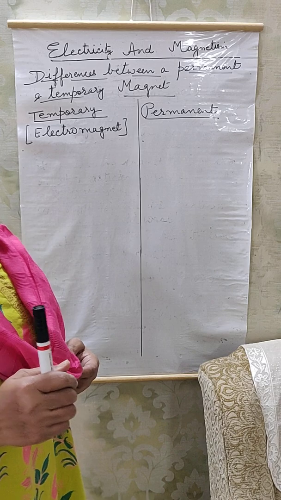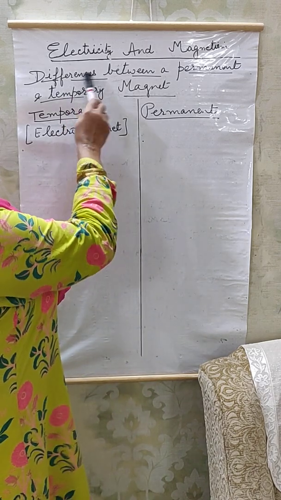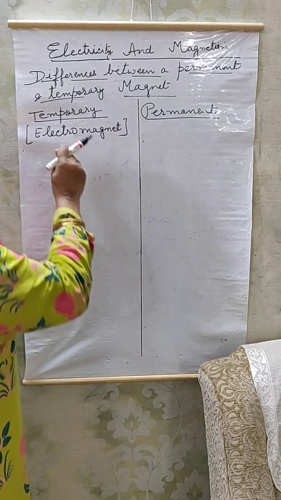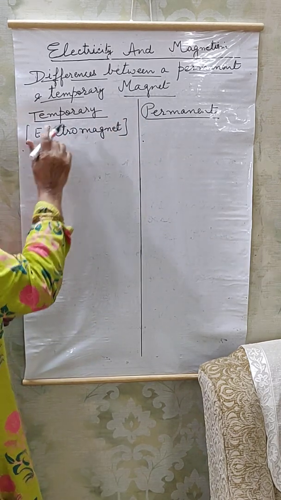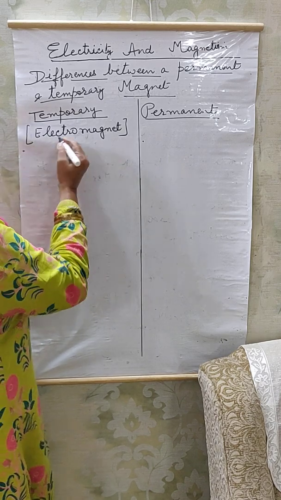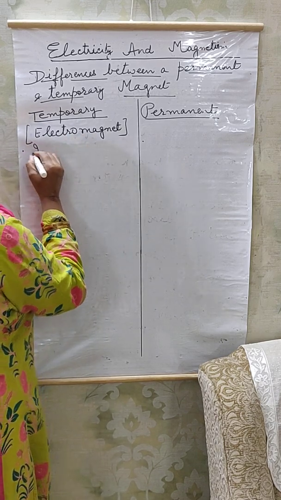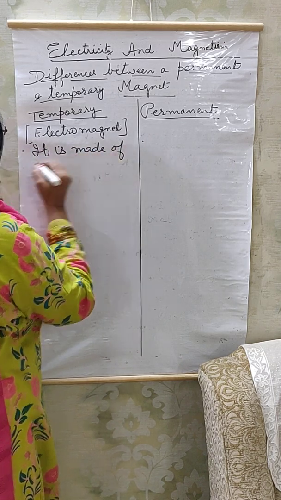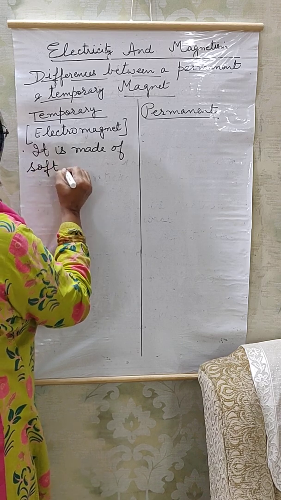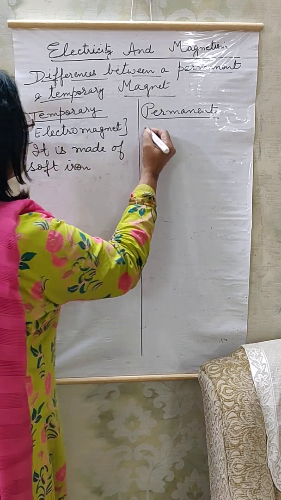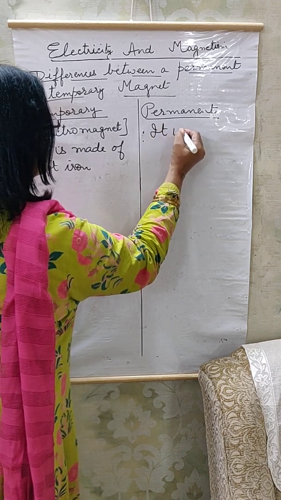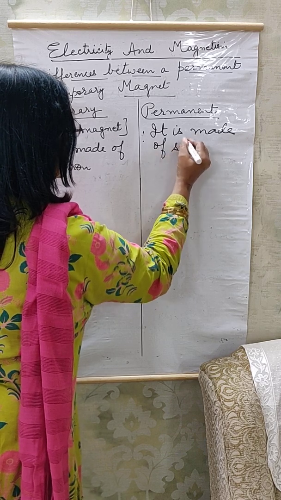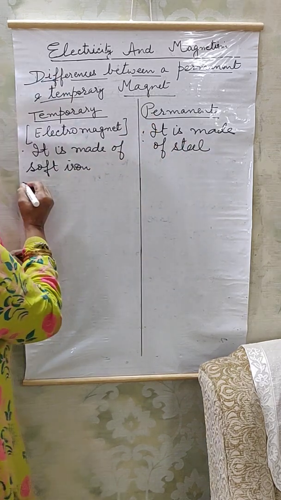So, today we will study about the differences between a permanent and a temporary magnet. Temporary, I have written here as electromagnet. Now, number one, temporary magnet or electromagnet, it is made of soft iron. Now, permanent magnet, it is made of steel.